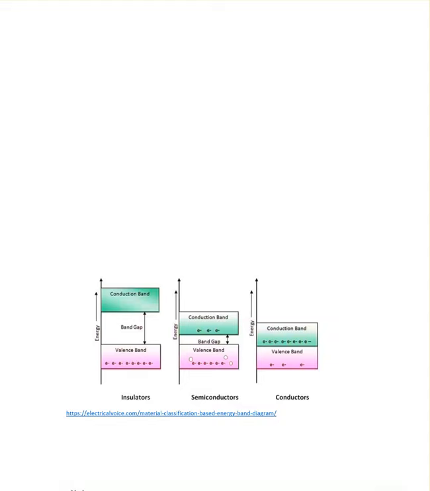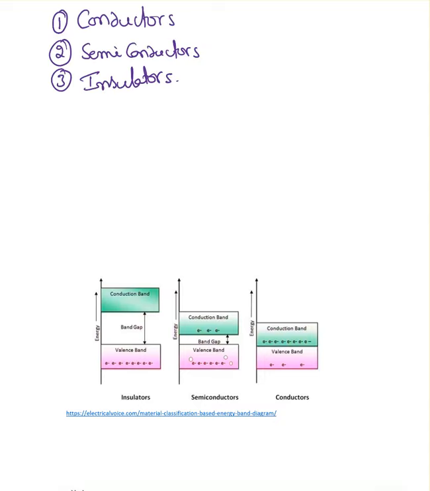In this video, I'm going to talk about conductors, semiconductors, and insulators. Conductors are materials that allow electrons to move from one element to another freely. The best examples are aluminum, copper, and iron. All the metals are very good conductors.